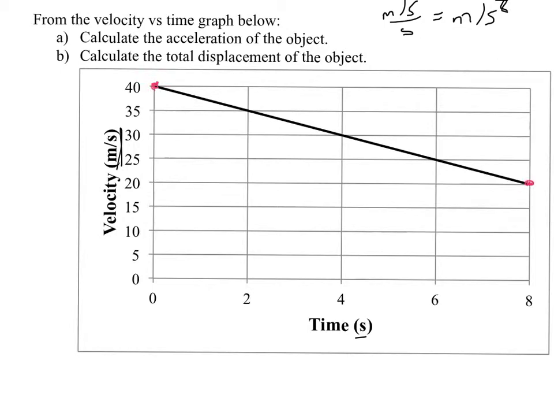So let's see, the rise is it goes from 40 to 20, so that's a negative 20 meters per second. And the run is it goes from 0 seconds to 8 seconds, so that's 8 seconds. So then we're just going to do negative 20 meters per second over 8 seconds, and that's going to give us our acceleration. So negative 20 over 8, I get negative 2.5. So the acceleration is negative 2.5 meters per second squared.